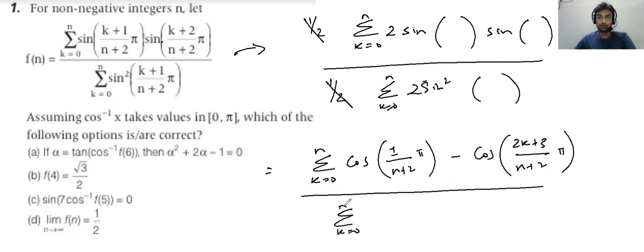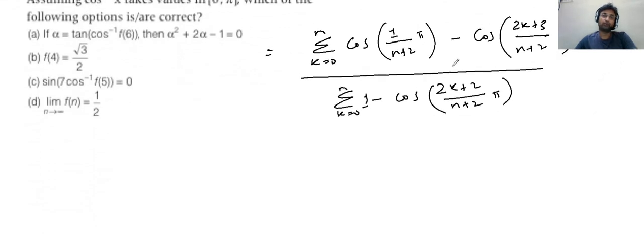This is divided by the summation k is equal to 0 to n. Now it's going to convert into 1 minus cos 2 theta. So 2 times what is it? 2k plus 2 divided by n plus 2 pi, like this. Now we have this particular version with us.